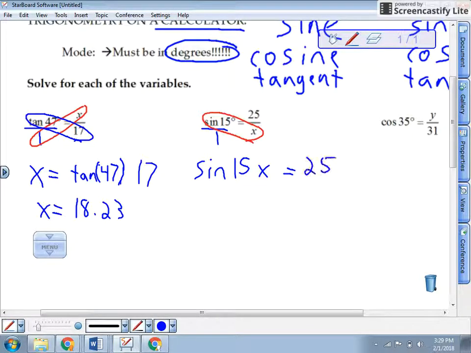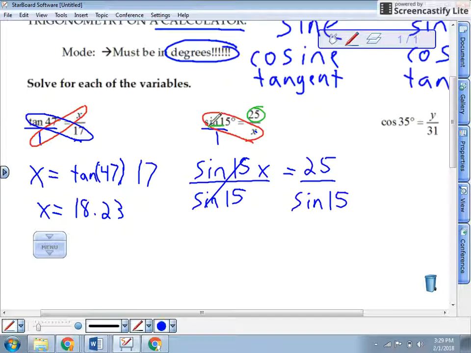If I didn't mention it before, tangent of 47 was a value. Sine of 15 is a value right here. So just like solving any equation, I want to get x by itself. I can divide by sine 15, and that'll cancel it out. Then in my calculator, I just do 25 divided by sine 15. Notice if the variable's on the bottom, I end up taking this number and dividing it by sine of 15. But again, we're just cross multiplying.